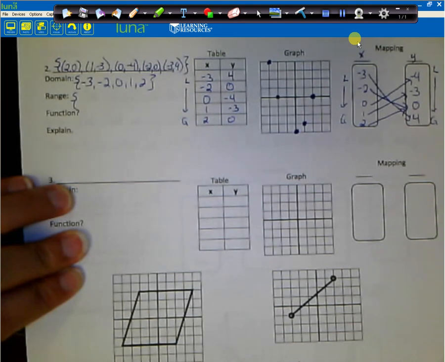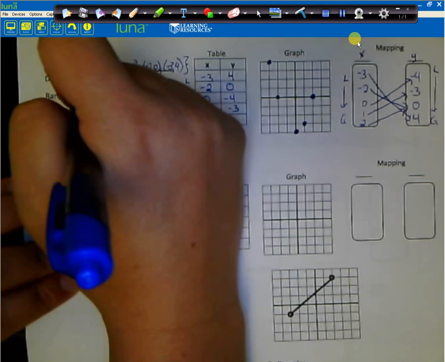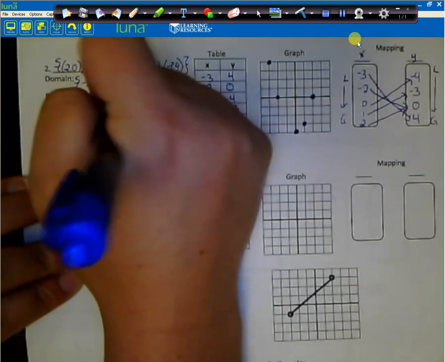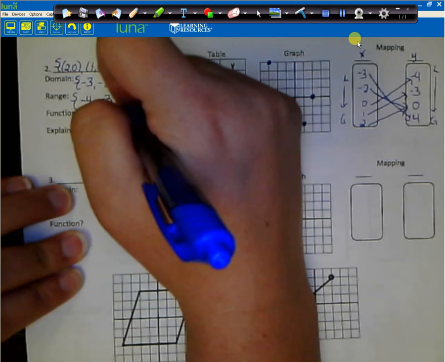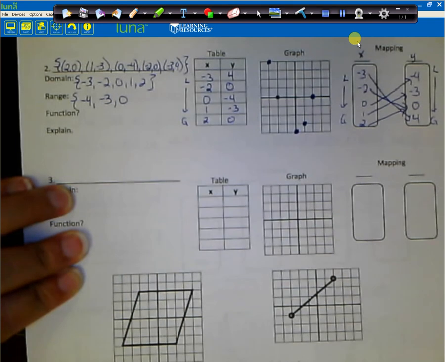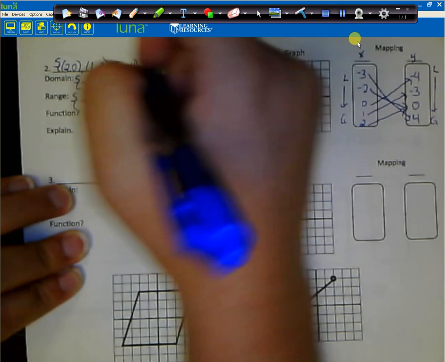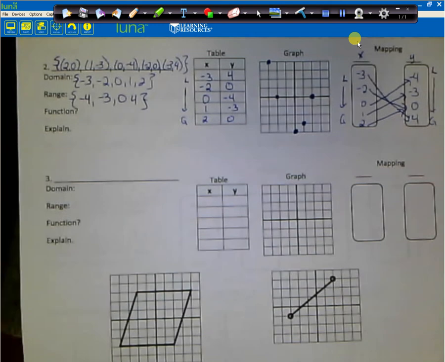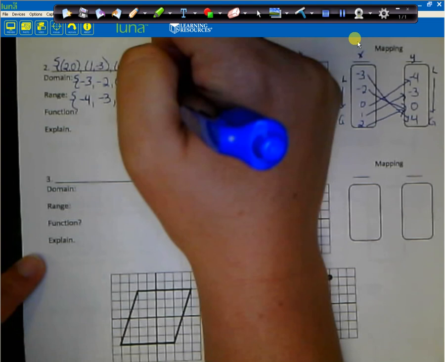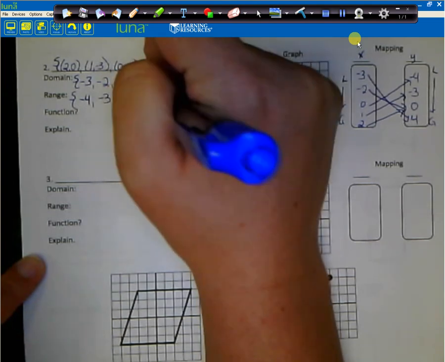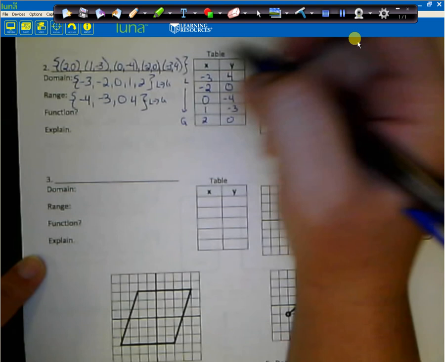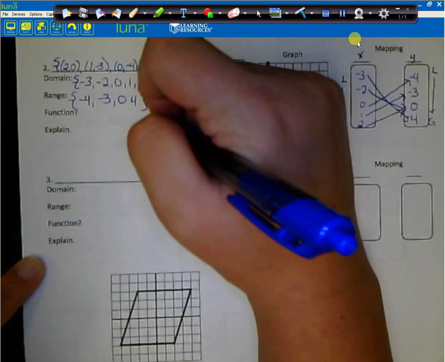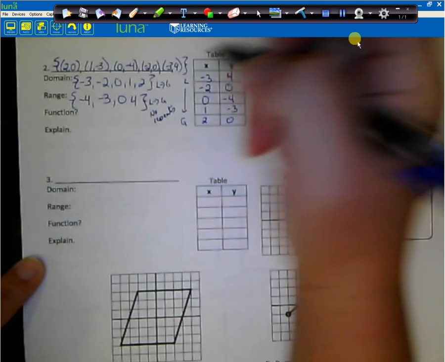My range is going to be -4, -3, then 0, but again, I'm only going to write 0 one time because there's no repeats with domain and range. And then my 4, and then my braces. So you might want to tell yourself that this is least to greatest, and then there are no repeats in domain and range.